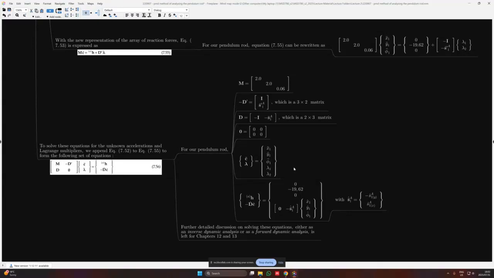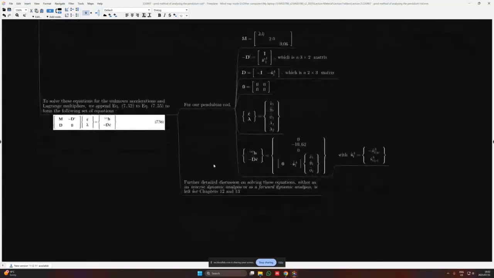And then to the right, they also give us a breakdown of all of the expanded vectors, essentially. So the way in which we moved through these equations, systematically simplifying it, you can always go back and check: if I have this smaller vector, if I expand it, what do I expect to get over here? And a further detailed discussion on solving these equations, either as an inverse dynamic analysis or as a forward dynamic analysis, is then left for chapters 12 and 13.